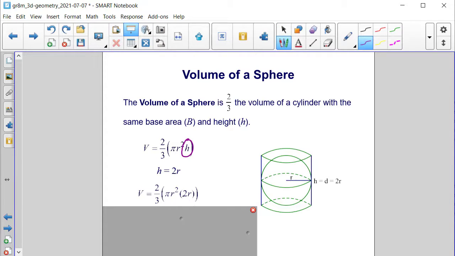Well, if we put 2r over 1 to make it easier to multiply the fractions together, we have 2 times 2, which is 4, 3 times 1, which is 3, so that'll be 4/3 as the fraction, times pi times r squared times r, which will be r cubed. So the final formula will be 4/3 times pi times the radius cubed.